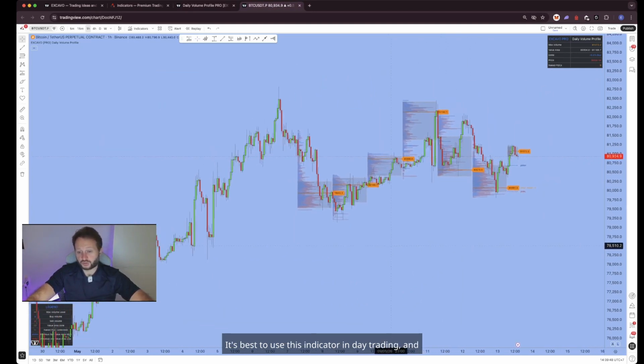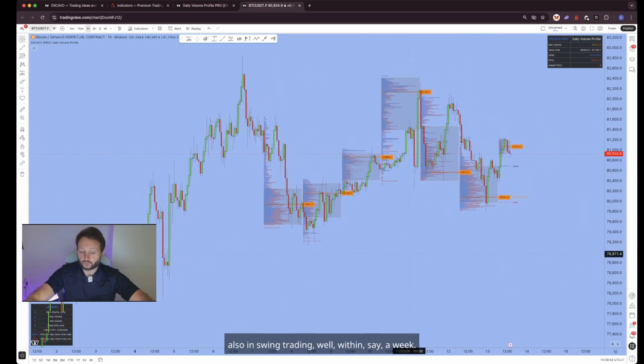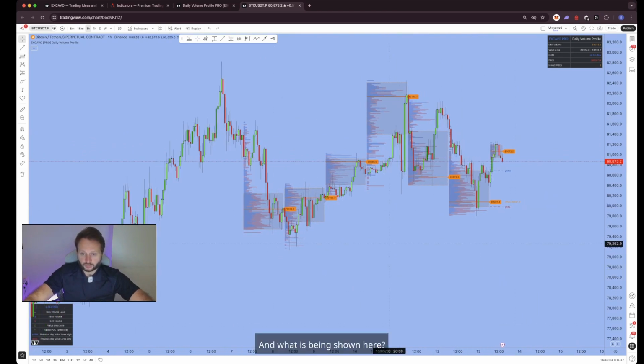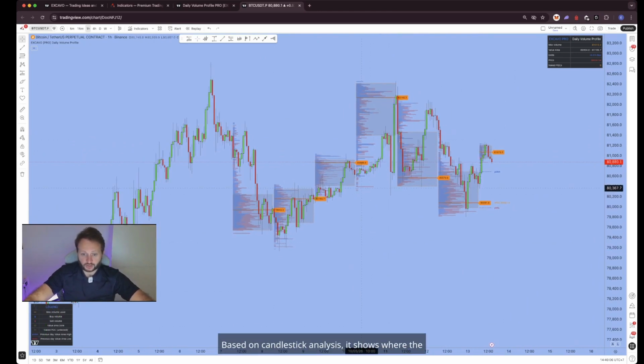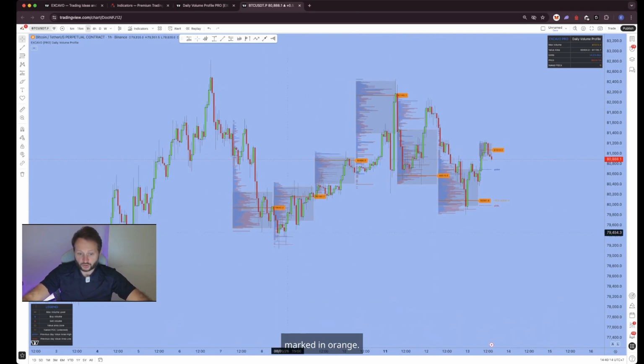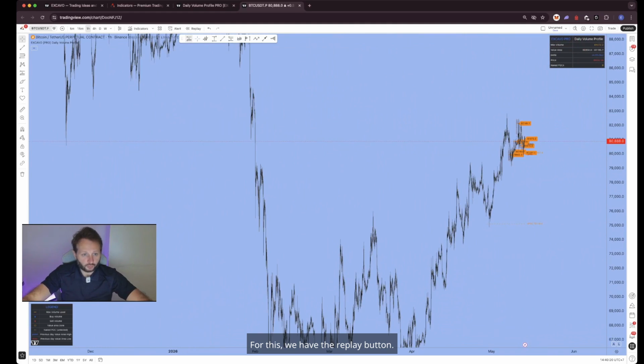It's best to use this indicator in day trading and also in swing trading, well, within, say, a week. Here we have 1, 2, 3, 4, 5, 6, 7 days. And what is being shown here? Based on candlestick analysis, it shows where the largest volumes were, and the largest volumes are marked in orange. How can we use this? For this, we have the replay button.